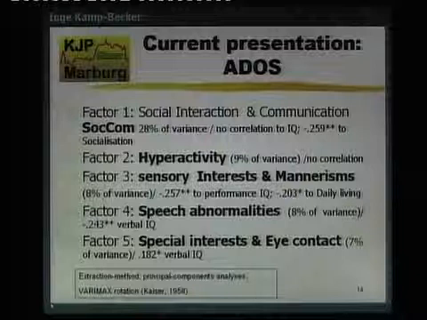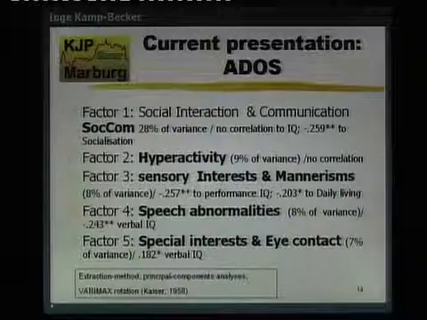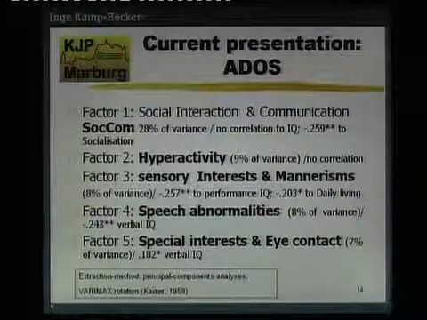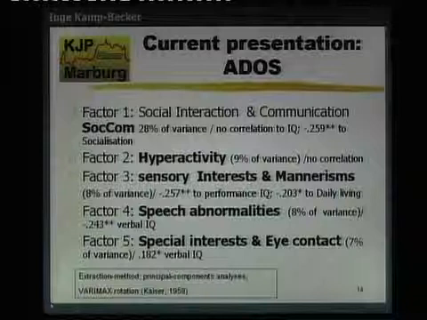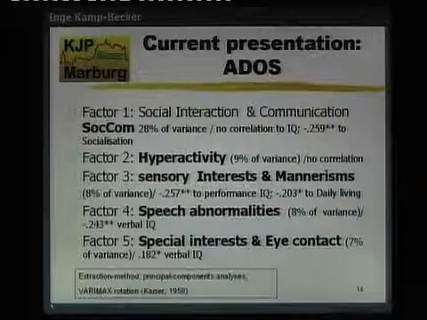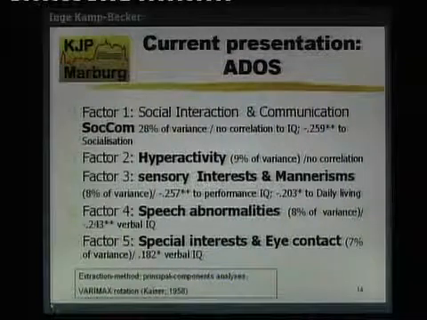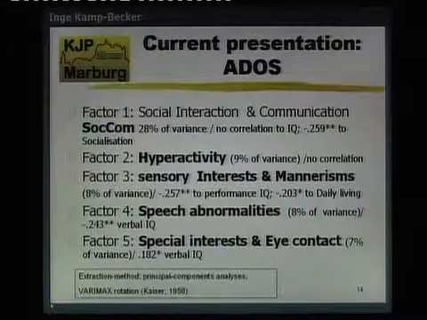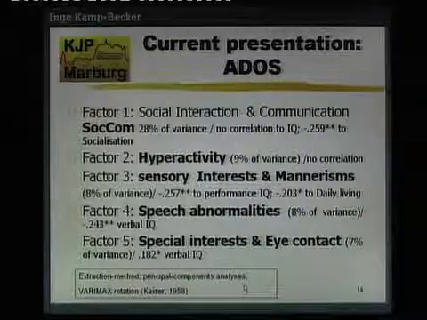Interestingly, there is no correlation between this factor and intelligence, in contrast to the results from the ADI. But there is a strong correlation to the Vineland socialization domain scores. The higher this factor of the ADOS is, the lower is the socialization score. The next factor is mainly influenced by hyperactivity. There is no correlation to IQ or adaptive behavior. The third factor shows a significant correlation to the performance IQ. The higher this factor is, the lower is the performance IQ. While the fourth and the fifth factor show a correlation to the verbal IQ.